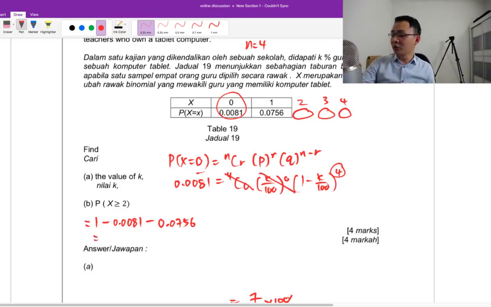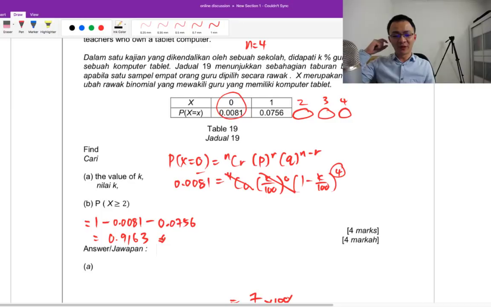So I want to get 2, 3, 4. Basically, I use 1 minus it. So 1 minus 0.0081, and then minus 0.0756. So I will get 0.9163. I hope this is the correct answer.